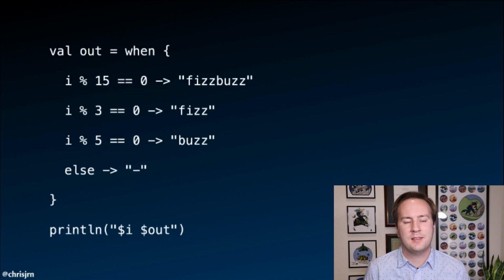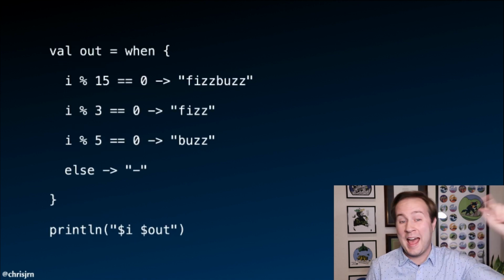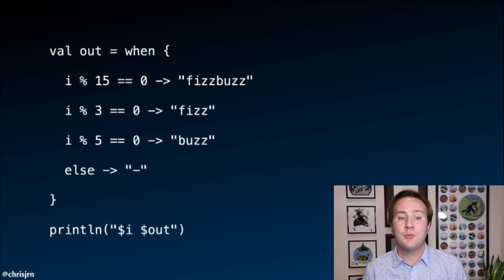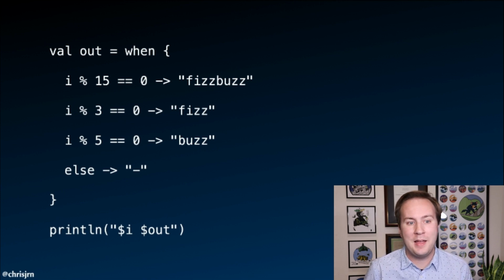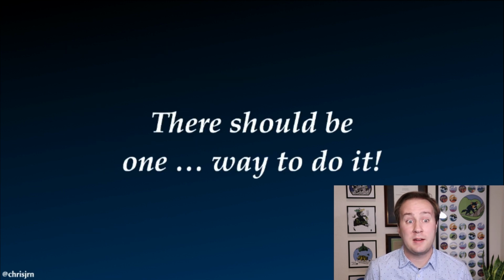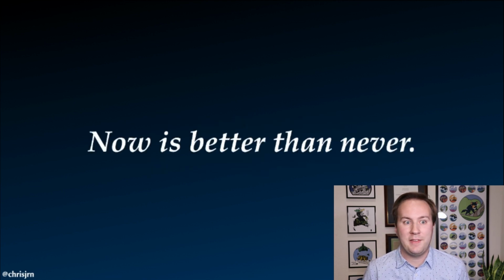Kotlin's version looks like this. You get to pull the variable assignment out of this when block, and then you're left with just the conditionals and the block of code to execute when that condition is true. It's simple, it's concise, and I really want something like that in Python. And as we know from the Zen of Python, there should be one way to do it. And I know the core team has been pursuing pattern matching, but the Zen of Python also says that now is better than never. So what tools do we have right now?